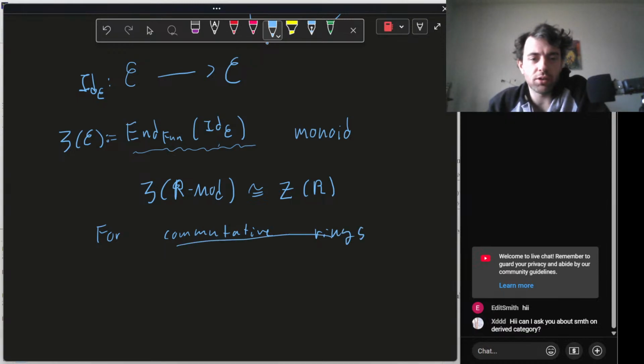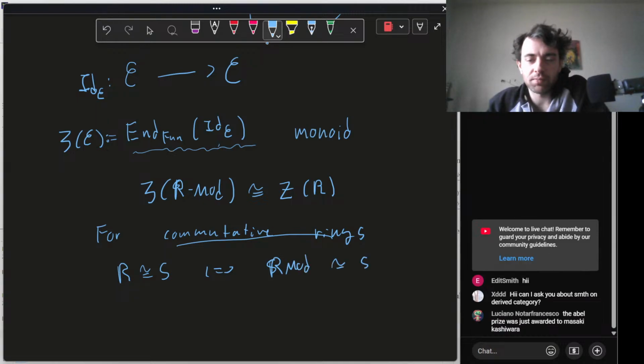For commutative rings, R is isomorphic as a ring to S if and only if the module categories are equivalent.